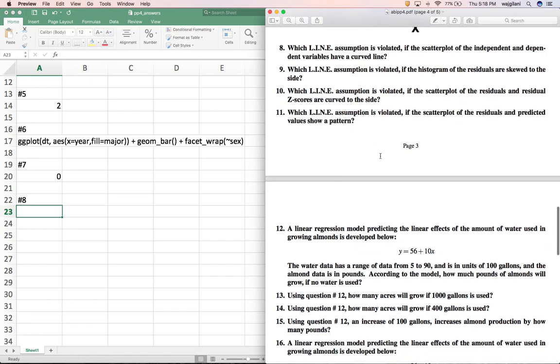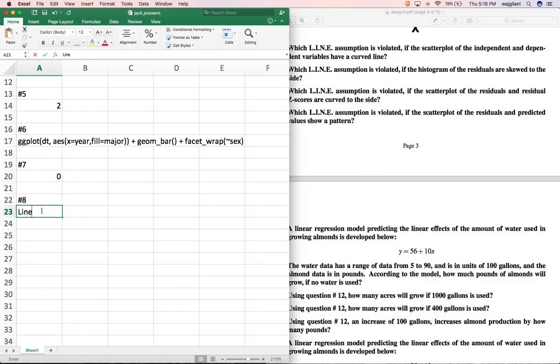All right, which line assumption is violated if the scatter plot of the independent and dependent variables have a curved line? First of all, when we graph the independent and dependent variables, which are both numeric, on a graph, what are we getting? We're getting a scatter plot, right? And if that scatter plot tends to have a curved line or curved pattern, which one is being violated? Linearity. All right.